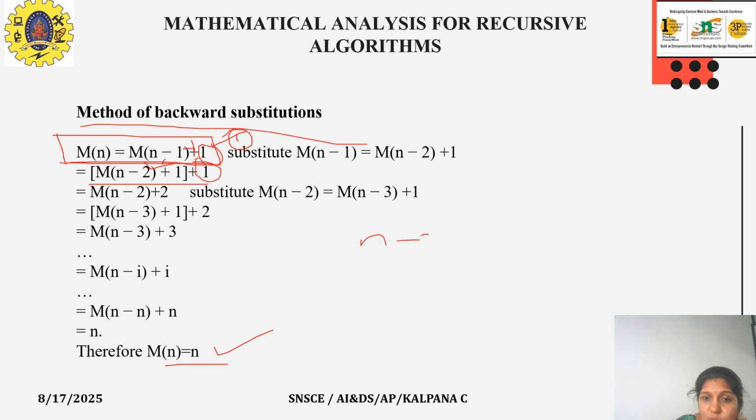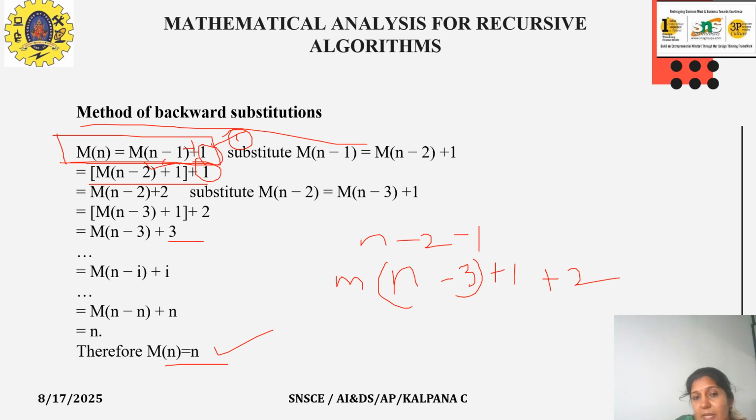M of n minus 2 is what? M of n minus 2 minus 1, which is nothing but M of n minus 3 plus 1. Correct? Again, 1 and 2 are there, so if I add, I will get 3. M of n minus 3 plus 3. Okay, so like this I have to derive the equation.